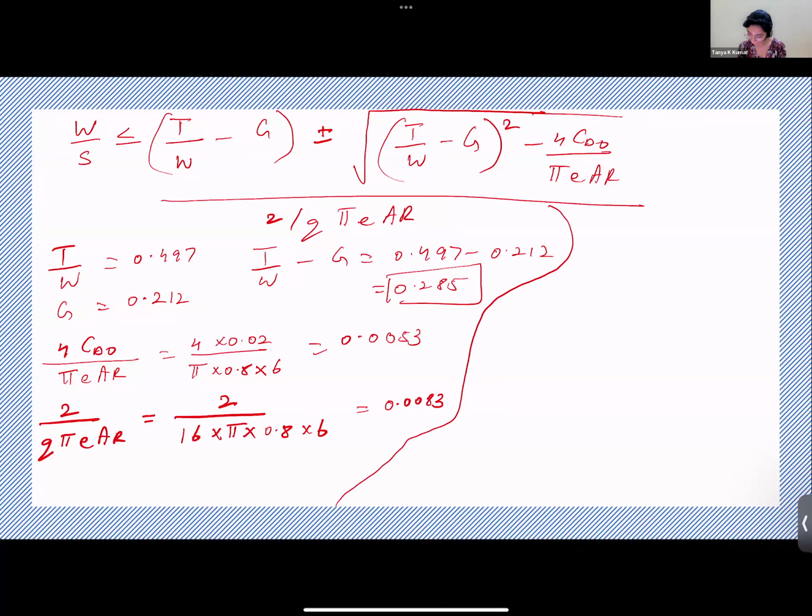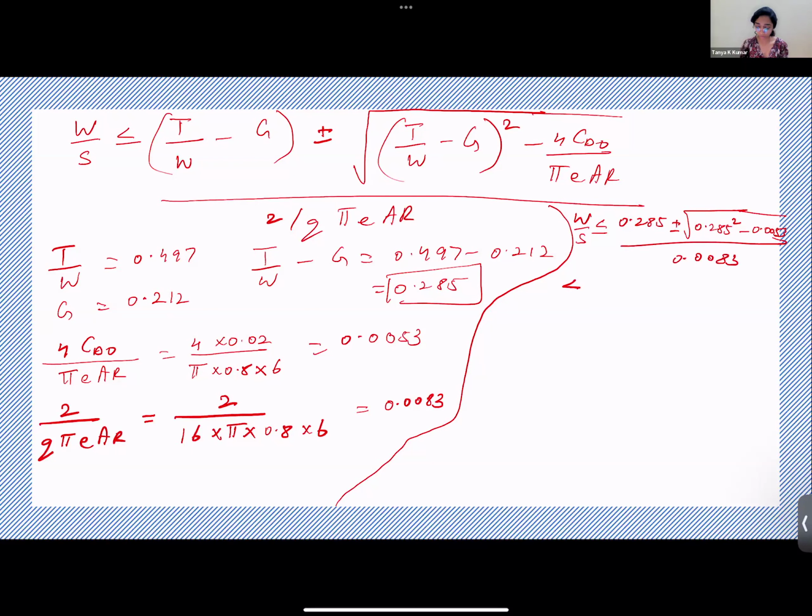So W upon S is less than or equal to, just plug all of them in, you get 0.285 plus or minus square root of 0.285 squared minus 0.0053 by 0.0083. It's less than or equal to.